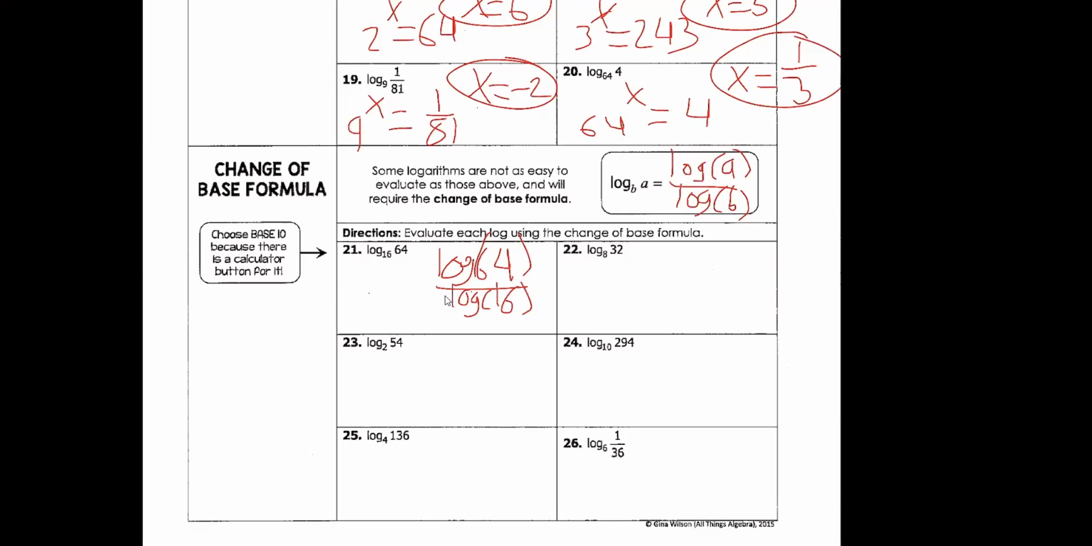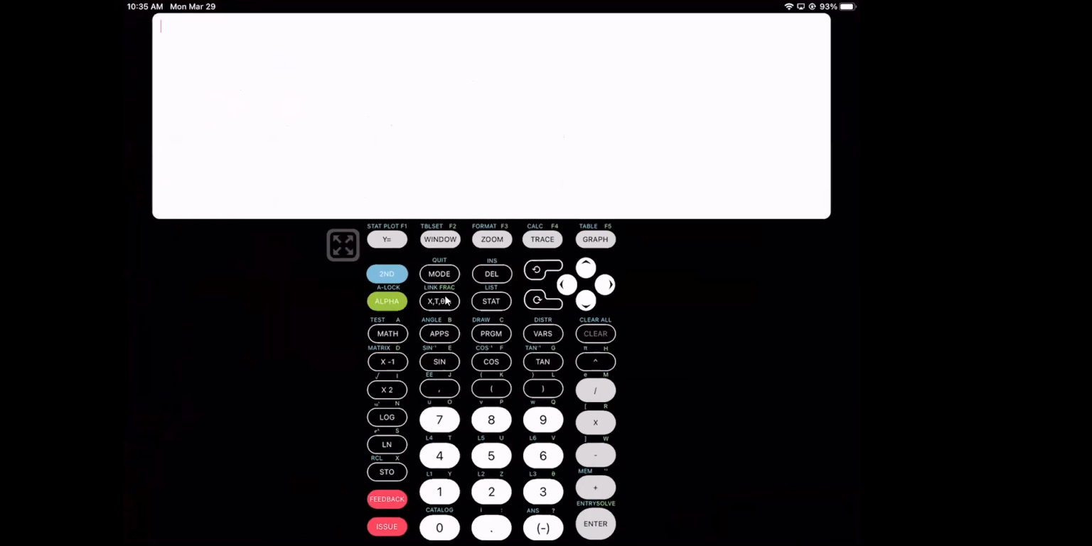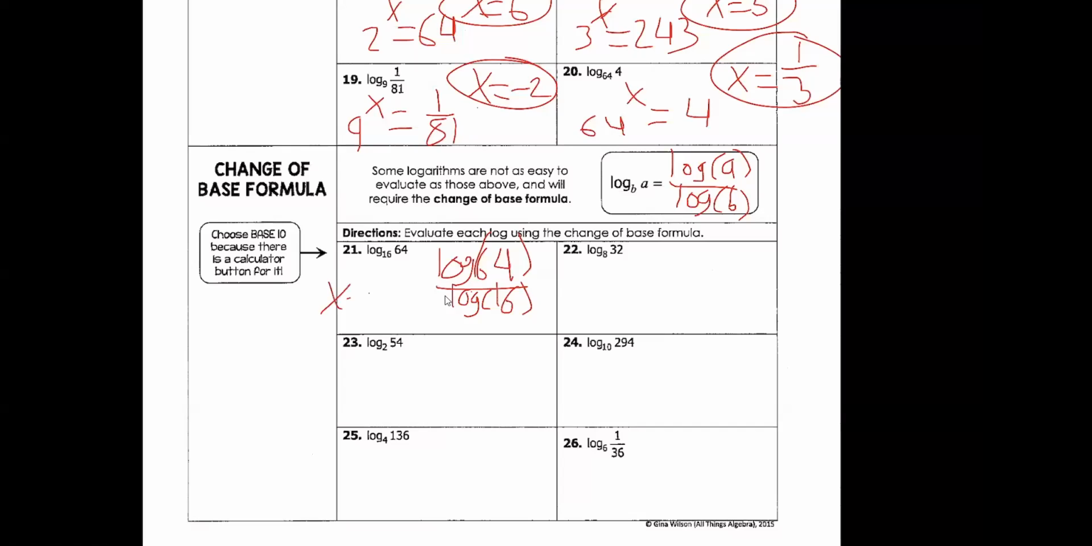So I'll pull up my graphing calculator really quick. Or if you have an actual graphing calculator, you would just do this. But we're going to do log of 64 divided by log of 16. And you see, the log button is right left of the 7. Our answer would be 1.5. Because this is maybe a hard one to see, 16 up to the 3/2 equals 64. And like I said, that's hard to recognize all the time.